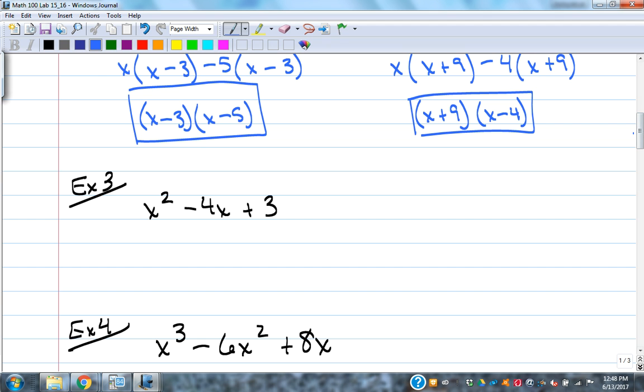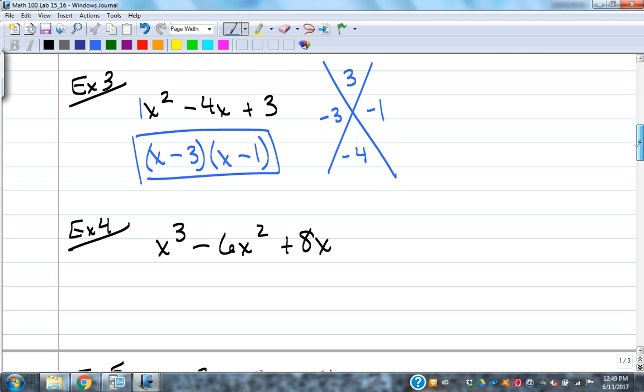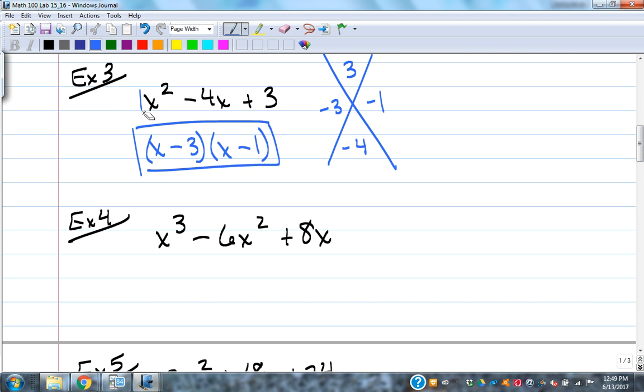Example number 3. We have a trinomial here. We know that with a trinomial, we're going to try to use the x method to factor that. So we say 1 times 3 is 3. That goes in the top. Negative 4 in the bottom. Things that multiply to be positive 3 and add to be negative 4: negative 3, negative 1. And because it's a 1 in front of x squared, we can go straight to the factors of x minus 3, x minus 1, and we're done. Only could do that if there is a 1 in front of the x squared.